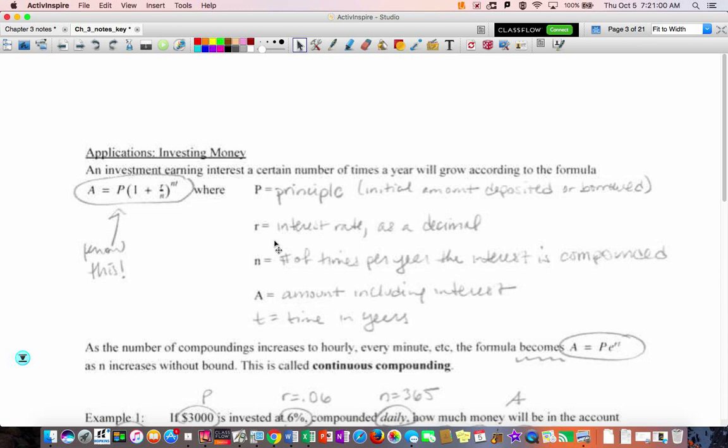Interest rate is the R. You need to put it in as a decimal. Always as a decimal. R, right there. N will be the number of times things are happening per year. So the compounding number, how many times is it compounded in 1 year? That's what you put in for N. The formula will take care of the rest. Compounding per year, N. And then A obviously is the amount that you'll have at the end.